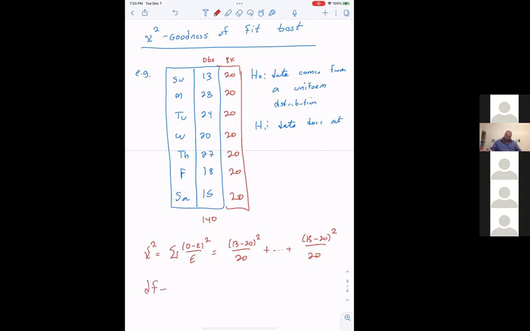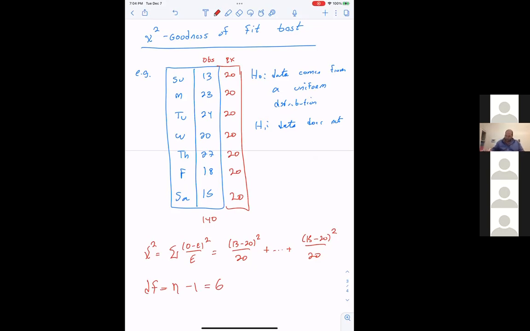And why is it 6? Because you take the rows minus 1 times the columns minus 1. Well, that's not why, because there's only one column, so columns minus 1 will be 0. That's for the test of independence. For this one, we go back to what we did in the previous chapters, which was the n minus 1. The number of degrees of freedom is equal to the number of data points minus 1.